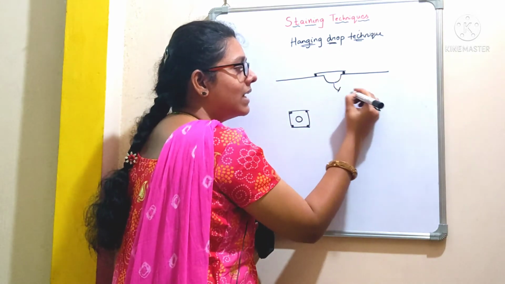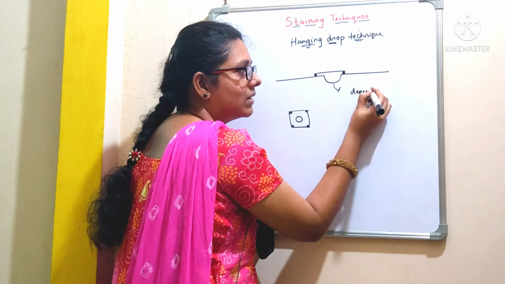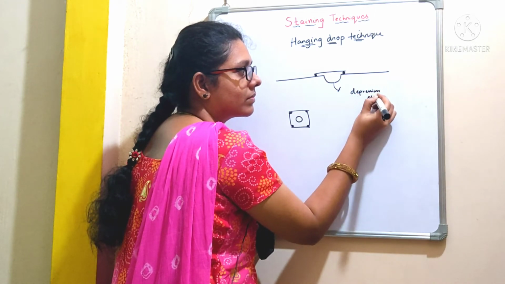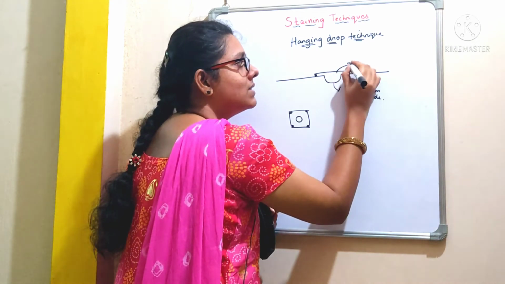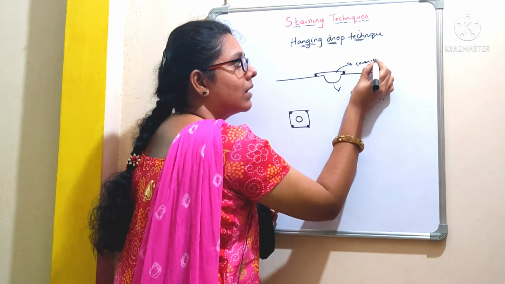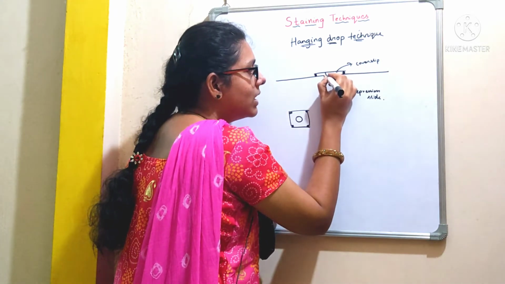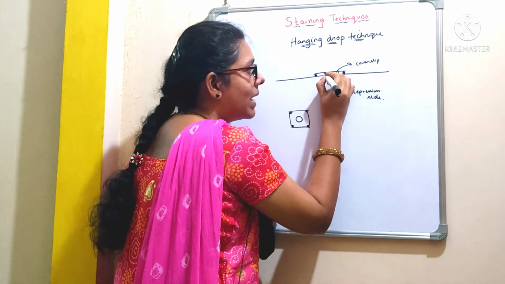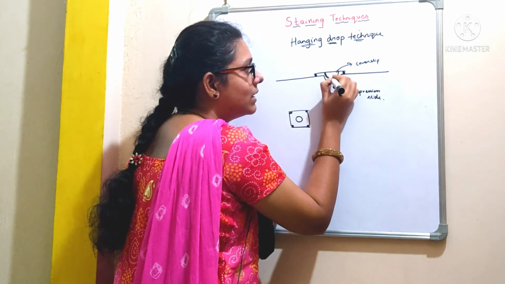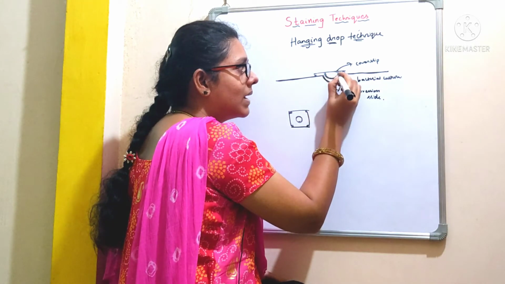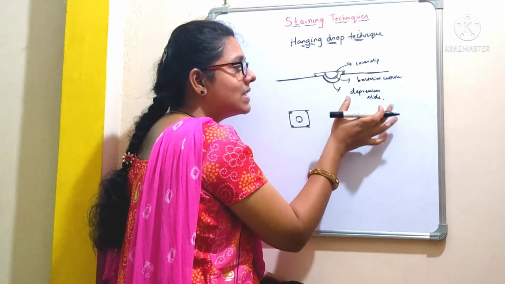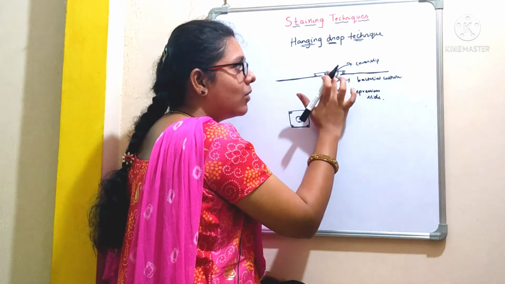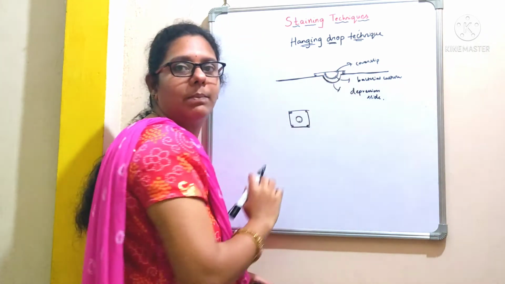So what is this slide? This is a depression slide. Okay, and this is the cover slip, and moreover here you can observe a bacterial culture as a drop. So this drop contains a specimen that is hanging upside down under the cover slip.